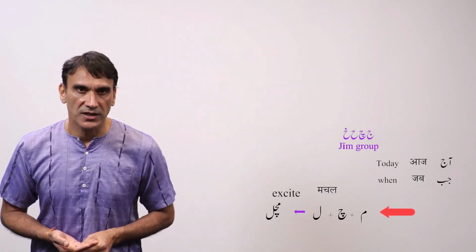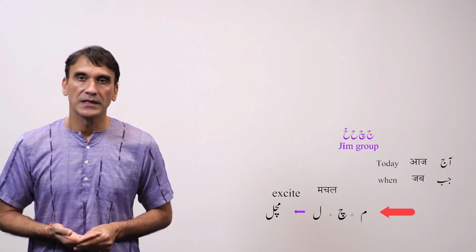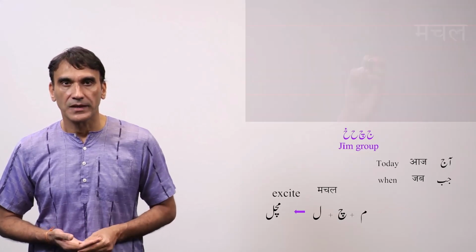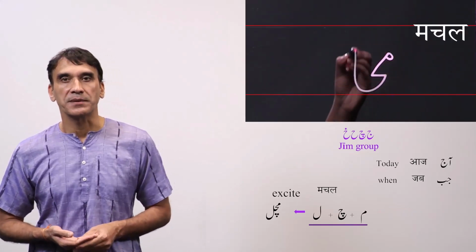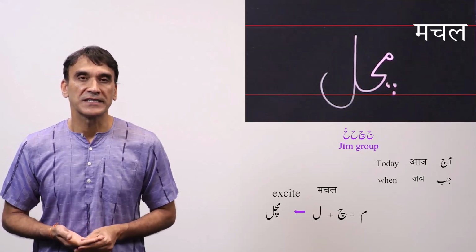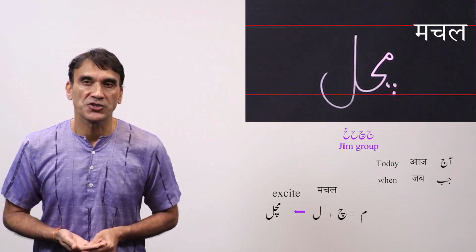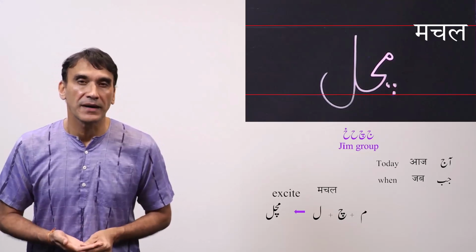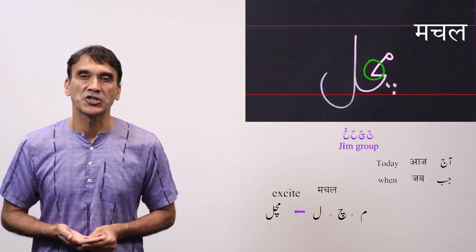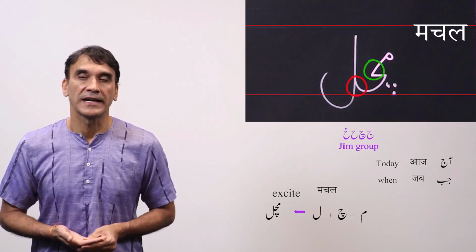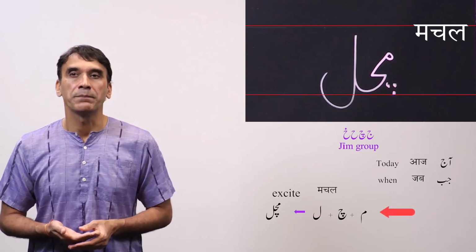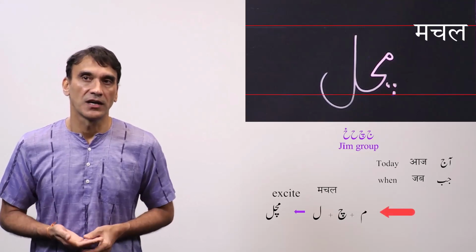The next word here is Machal. Here the Jim group letter is in the middle. The word is Machal, that means to be excited. It is the root of the verb machalna. The spelling here is Mim plus Che plus Lam, Machal. Here the letter Che is in the middle. You just pay attention to the letter Che, and for now ignore the first letter Mim and the last letter Lam, as we have not taken them yet. So Mim is connected to the Che on top and Lam is connected at the bottom. The letter Che is taking the medial form. So Mim plus Che plus Lam, Machal.